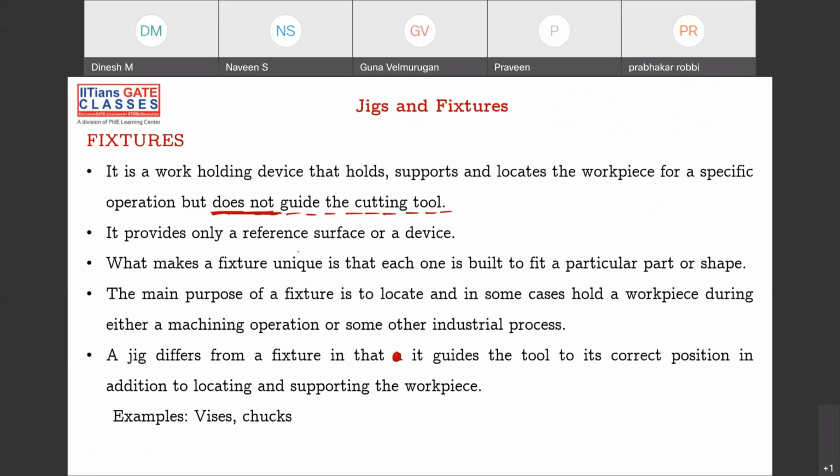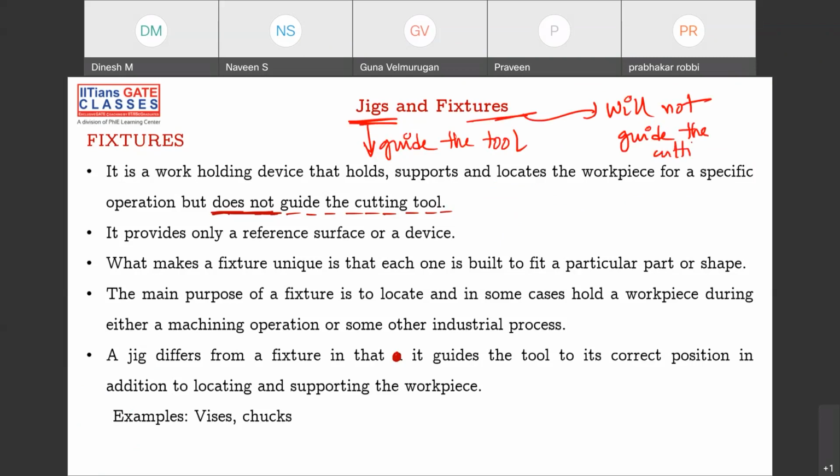Okay. The only difference between jig and fixture is nothing but the jig will guide the cutting tool. It's very important. Where we have seen the drill bit is being guided onto the workpiece. And fixture will not guide the cutting tool. That is what is very important. The difference between the jig and fixture. Is it clear, guys? The differences between the jig and fixtures? Yes or no?